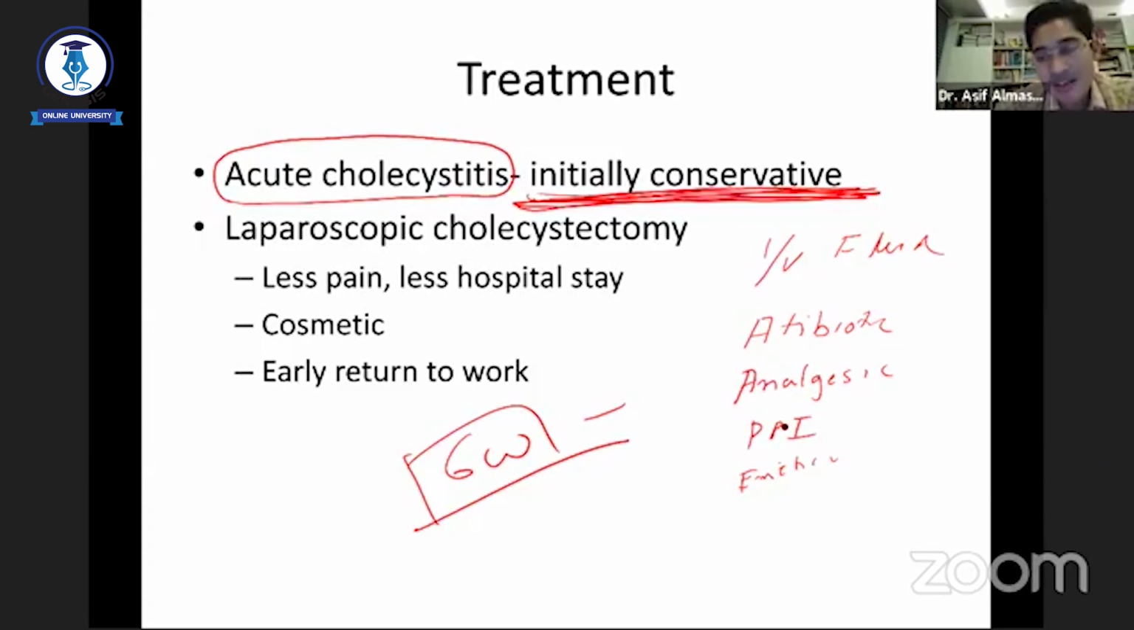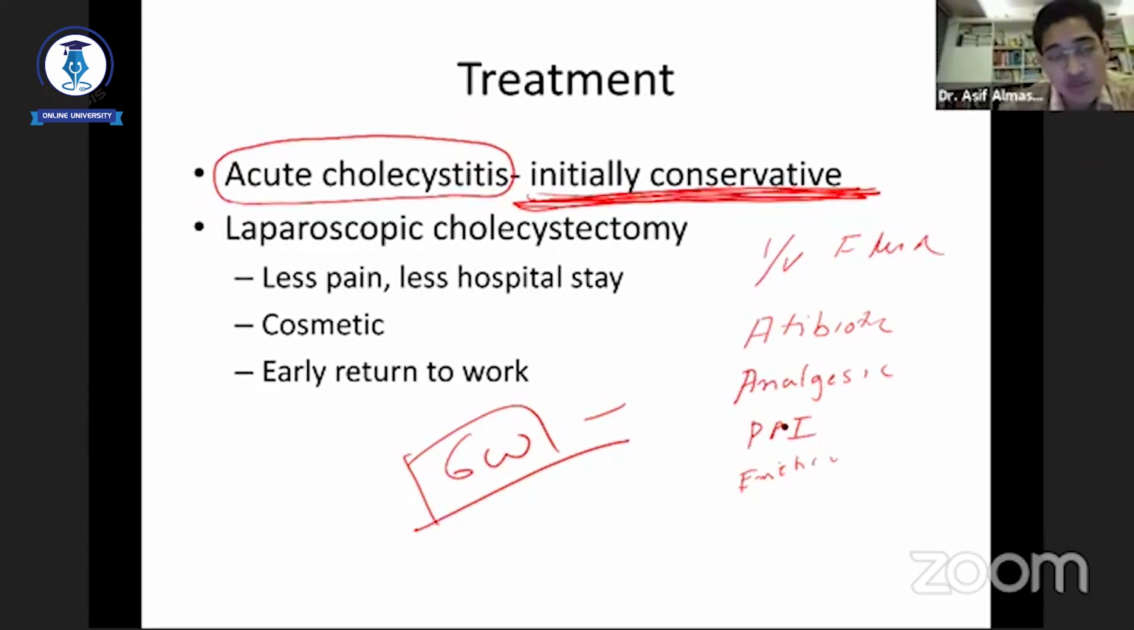But don't always say that I will refer this patient to another surgeon. That is embarrassing. Then the examiner will ask you, then why are we examining you? So say, I will do the surgery, but in a different way. I'll do it open or laparoscopic, whatever expertise I have.